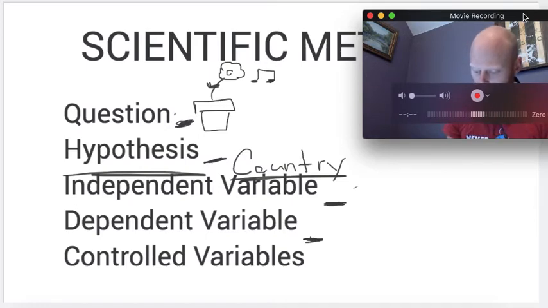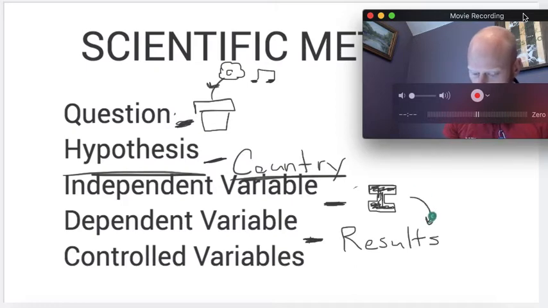So the way that I like to think about this is, the independent variable is the thing that I get to control. It's the one thing that I get to control or manipulate. And then the dependent variable is what results from your control of that independent variable. So in the plant case, we get to control the type of music that we're playing. We don't get to control the result, which is the growth of the plant.